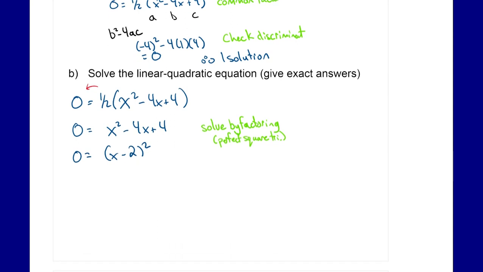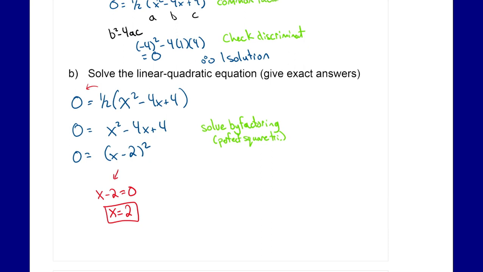Now that I have it in factored form, I can set it equal to 0. x minus 2 equals 0. I would essentially do that twice. Either way, it's going to give me the same answer, and I get x is equal to 2. So that means that the x value of the point of intersection, where the line and the parabola cross, is 2.